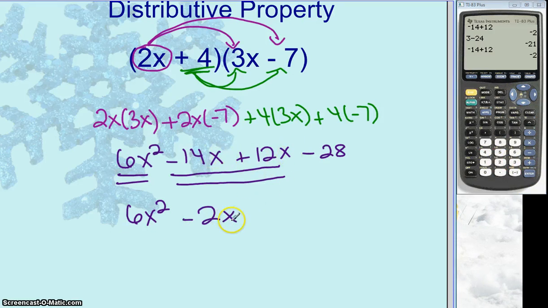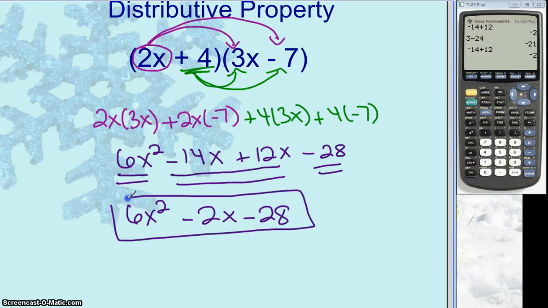X carries down. It does not combine to make x squared. When you're adding, you don't change the exponents. Negative 28 does not have a like term, so it stays negative 28. And that is multiplying the polynomials using distributive property.